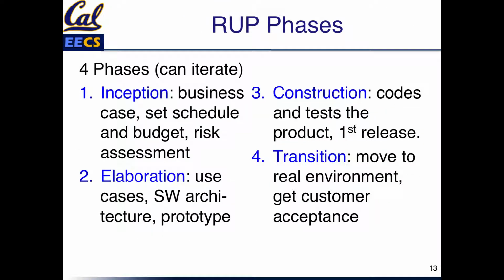The first phase, called inception, is where you come up with the business case for the software. This RUP model is more closely tied to business processes. So what's the business case for building it? Why should we make this investment? What will be the return on our investment? This is the time you set the schedule and the budget for the project, and you do a risk assessment of why either the cost, the budget, or the schedule is at risk, and try to ameliorate those.